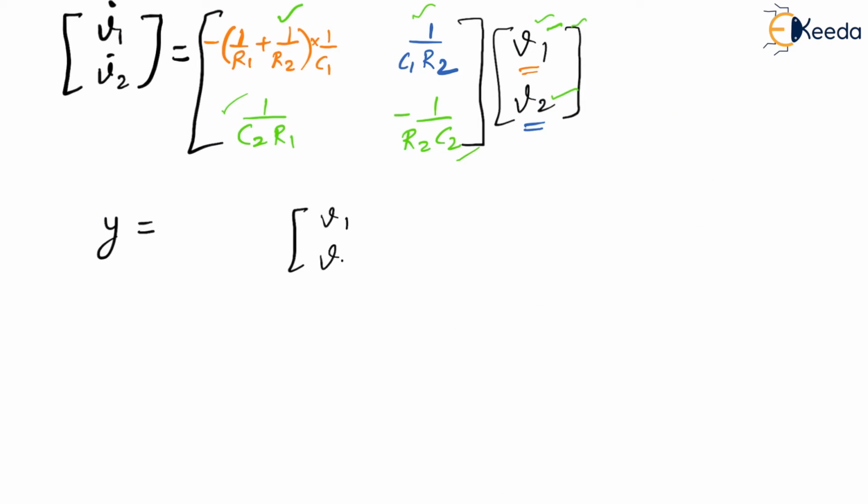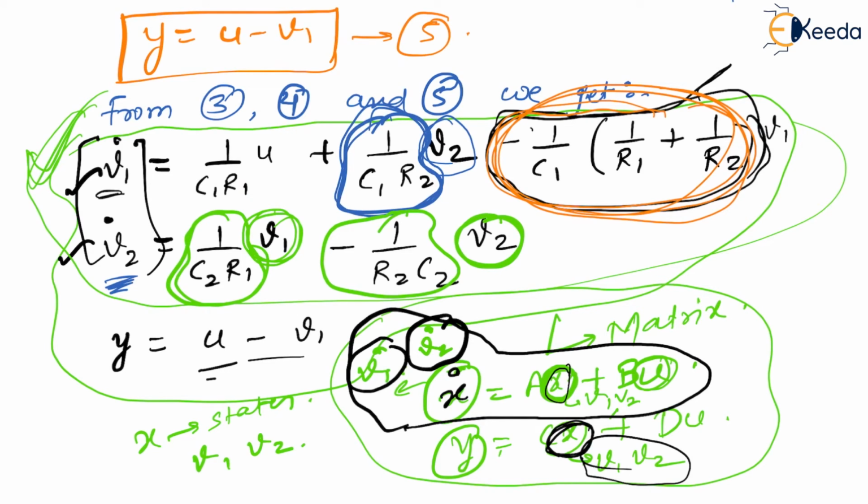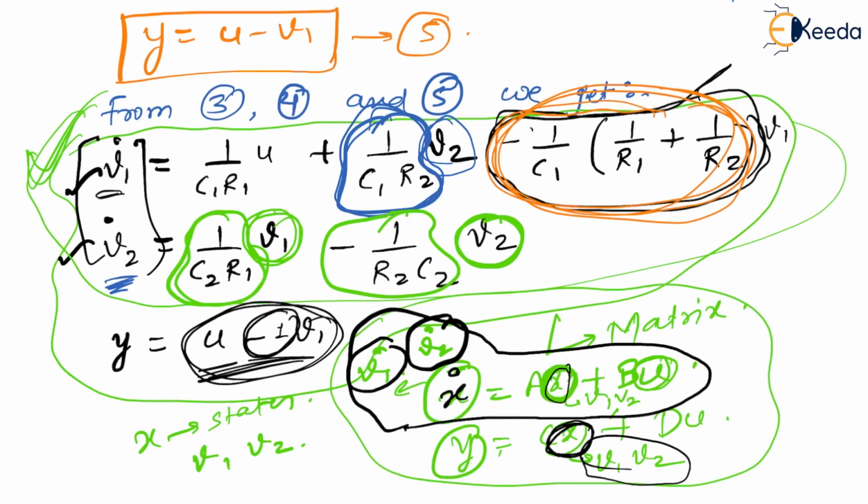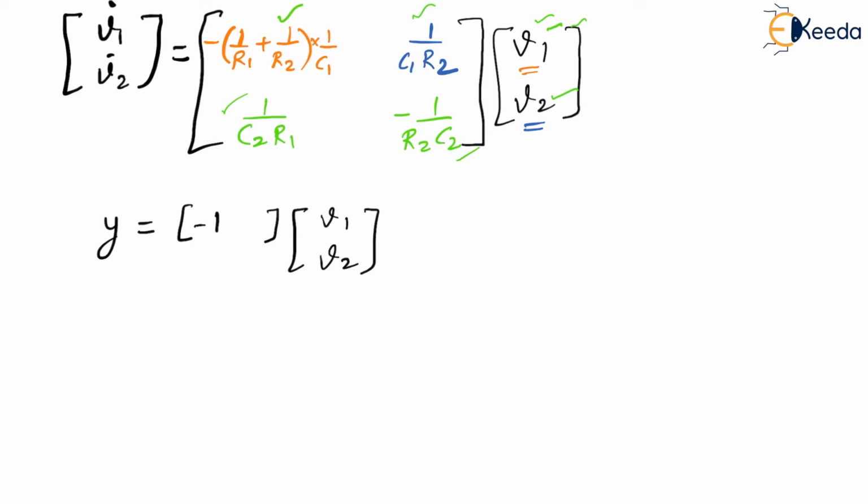So it is going to be v1, v2 vectors, v1, v2 voltages, right? So here what will you have? See here now, y is equal to u minus v1. So with v1 what you have is minus 1. So here you are going to have minus 1. Do you have any term related to v2 here? No. So here if you see, v2 is going to be 0.